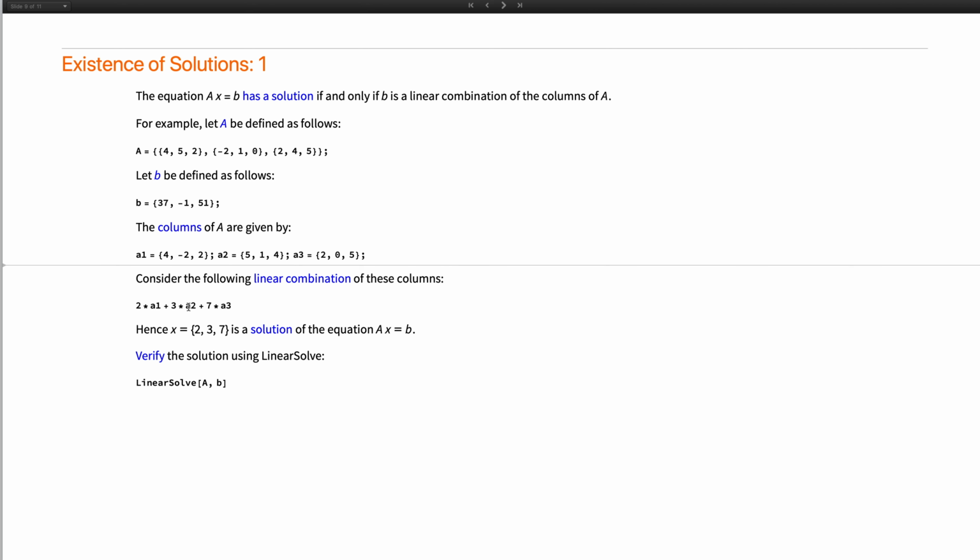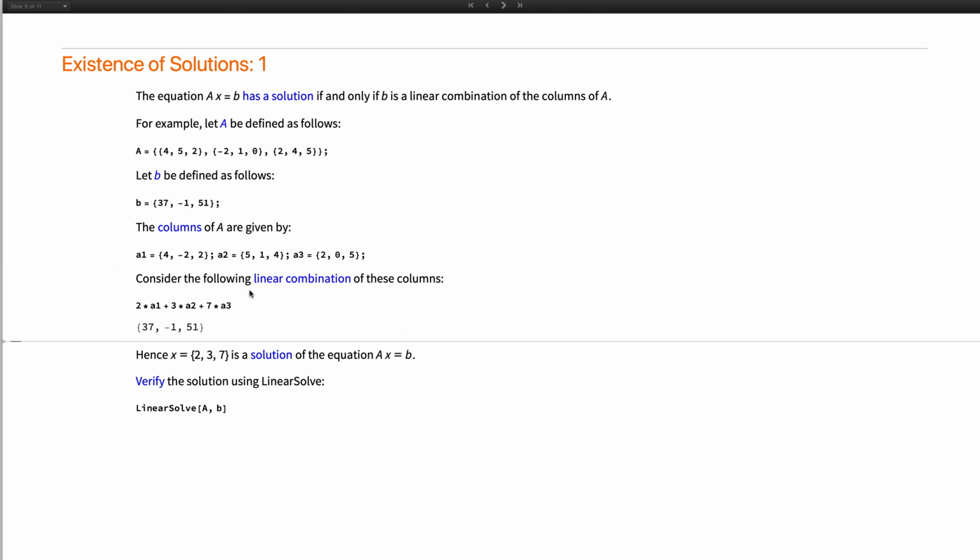Now, let's try a particular linear combination. So I do 2 times the first column, 3 times the second one, and 7 times the third one. And I get back an answer, which is exactly the same as B. Now, the question is how to find it? I'll tell you in just a minute. But the main point over here is that this says you actually have a solution 2, 3, 7 for the equation. And let's check the answer is correct using linear solve. So you do get back 2, 3, and 7. But the point is that every time you have a solution, you really have a linear combination which lets you express B in terms of the columns of A.